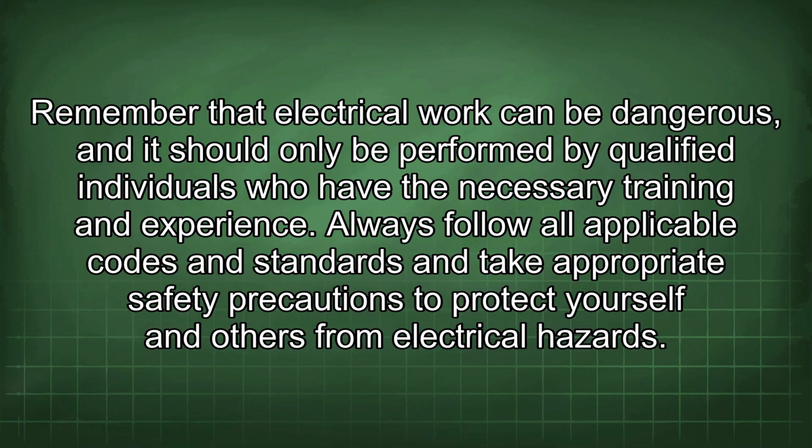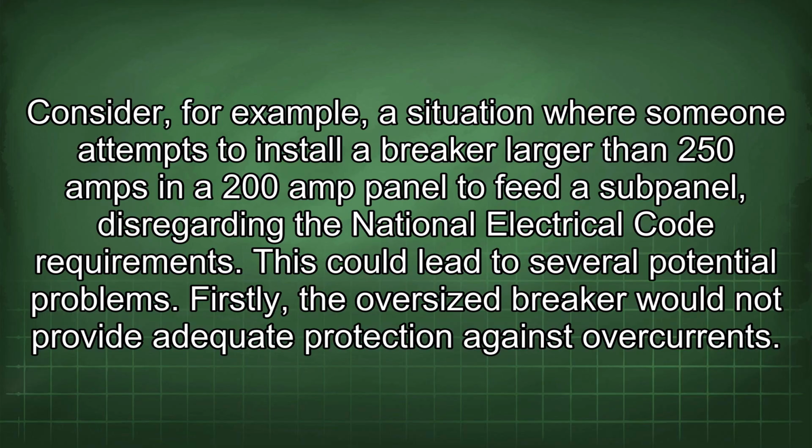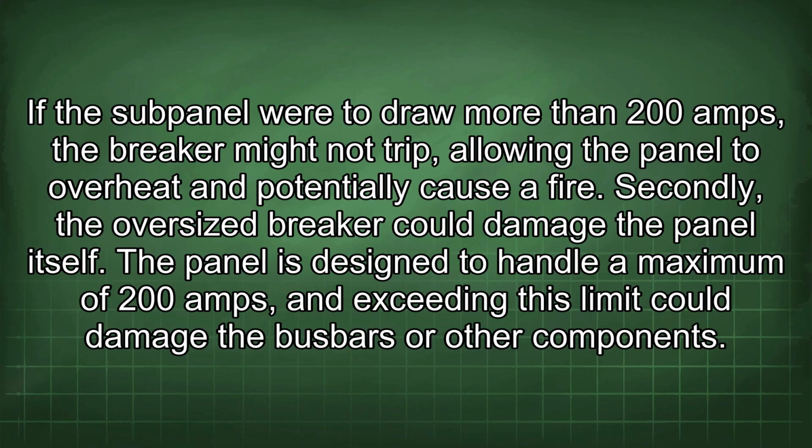Consider, for example, a situation where someone attempts to install a breaker larger than 250 amps in a 200 amp panel to feed a subpanel, disregarding the National Electrical Code requirements. This could lead to several potential problems. Firstly, the oversized breaker would not provide adequate protection against overcurrents. If the subpanel were to draw more than 200 amps, the breaker might not trip, allowing the panel to overheat and potentially cause a fire.